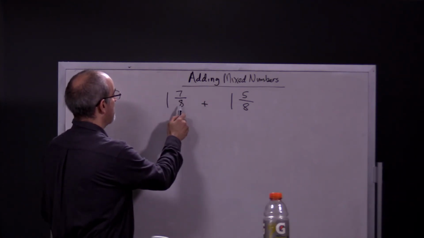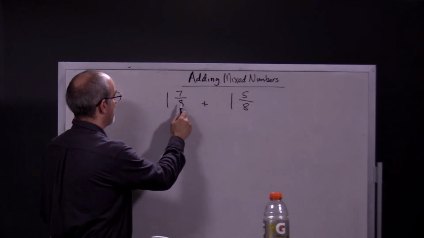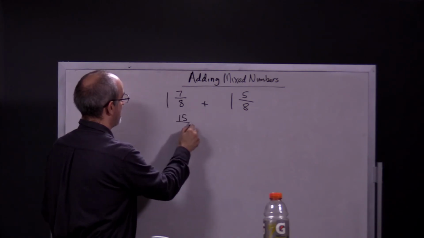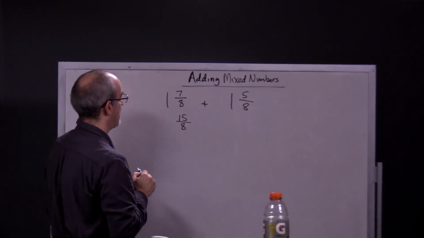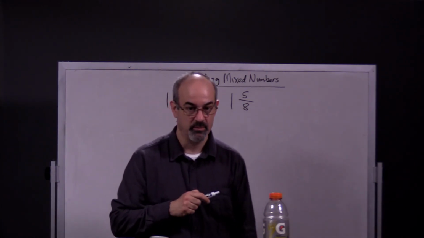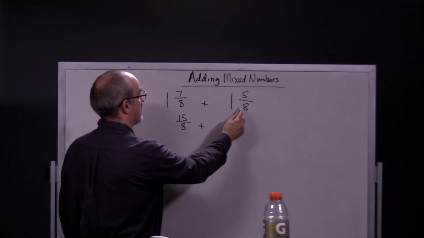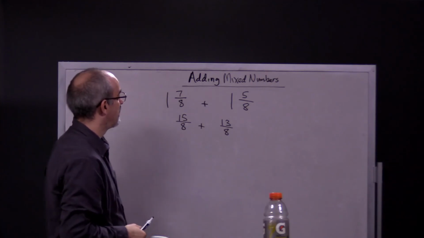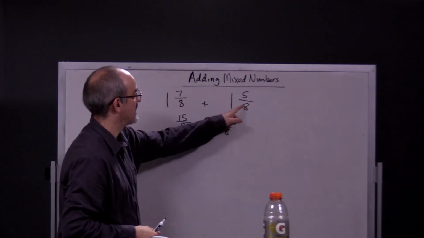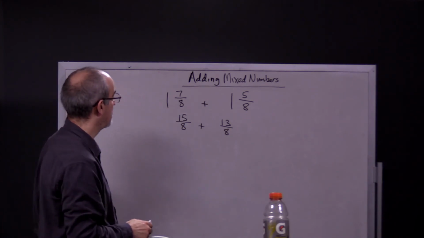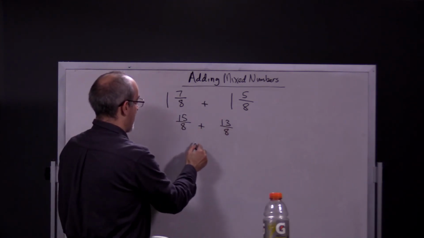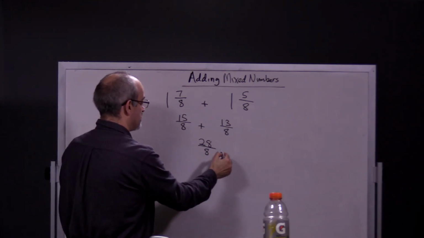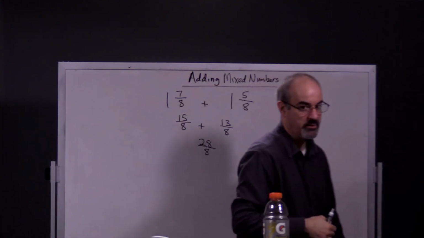So I'm going to change this to an improper fraction, I mean. So you take 8, multiply by 1, add 7, you get 15, and the denominator stays the same, it's 8. Then 8 times 1 plus 5 is 13. So your denominator is going to be the same as it was in the mixed number. Now you can just add, since they have the same denominator, you add the numerators together. And now you get 28 over 8.